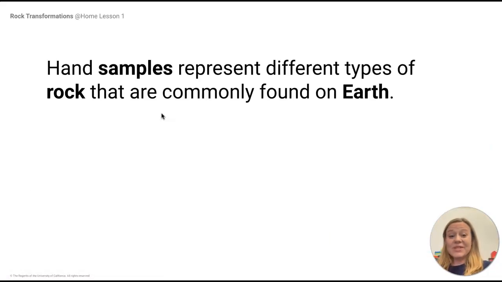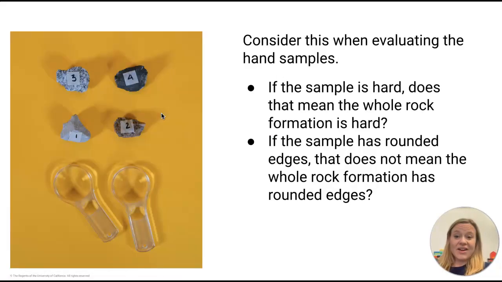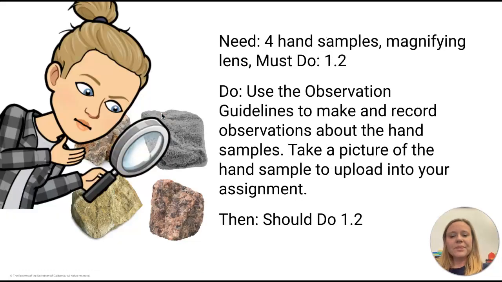Remember that hand samples represent different types of rock that are commonly found on Earth, and we are going to consider some different things when we're evaluating these rocks. We want to think about if the hand sample is hard, so if we can touch it and it's really hard, does that mean that the whole rock formation is hard? Or if the hand sample has rounded edges, does that mean that the whole rock formation has rounded edges? So we're thinking about those pieces and putting them together as a whole.